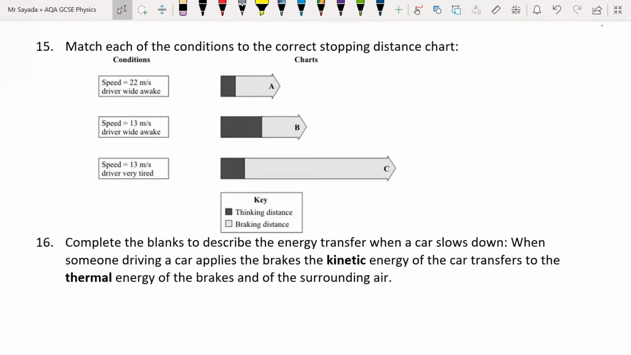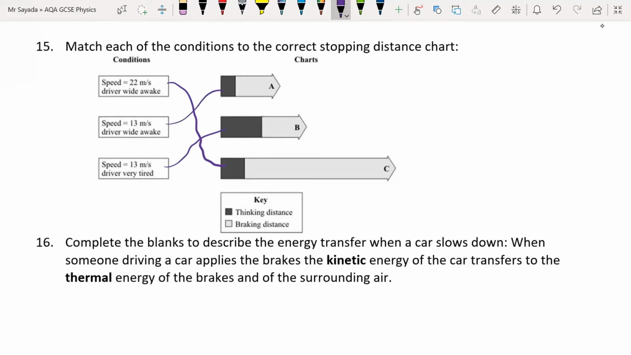Now, in terms of marking them, there is one little thing which I need to do. So I need to do the answers to question 15. So the one with the biggest speed is this one, because that's the one with the biggest stopping distance. Then the other two have the same speeds, but you'll notice that in one of them, the driver's wide awake, and in the other one, the driver's very tired. So in the one where the driver's very tired, that will be the big thinking distance. One where the driver's wide awake, that will be the one without much thinking distance.